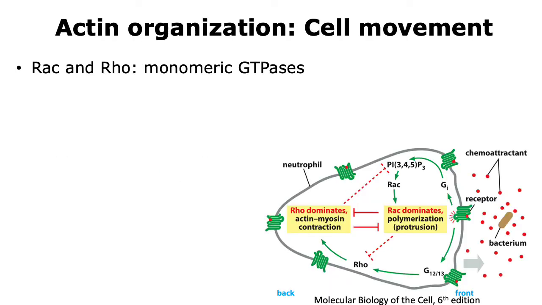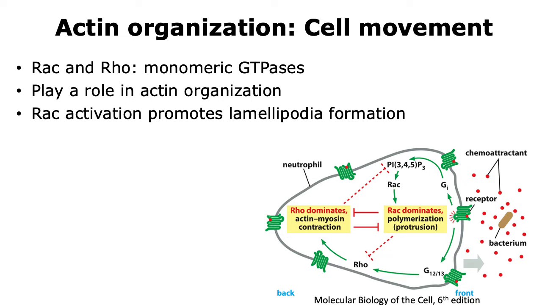So as we saw, RAC and Rho can be activated by G protein signaling, and RAC and Rho are members of the RAS family, and hence they are monomeric GTPases. They play important roles in actin organization and hence can regulate the movement of a cell.